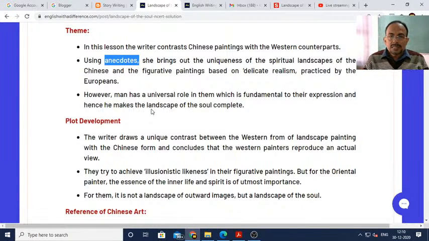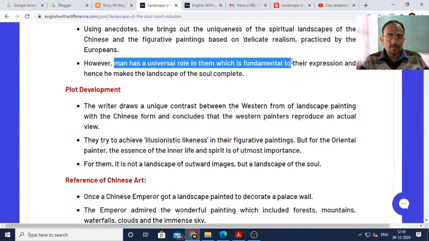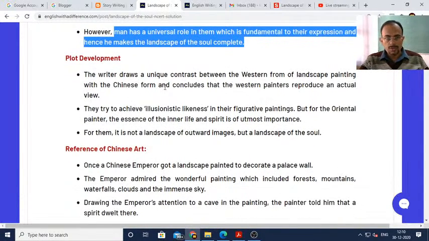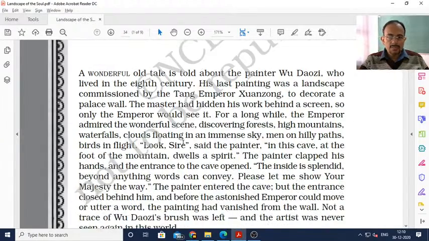This is how it came to be called landscape of the soul, with reference to Chinese painting. Man has a universal role in them, which is fundamental to their expression, and hence he makes the landscape of the soul complete. Man makes the landscape of the soul absolutely complete. Now let's go to the story so that we can understand.